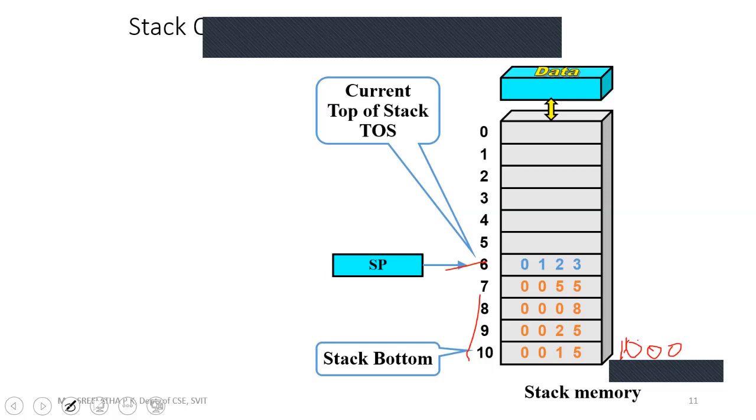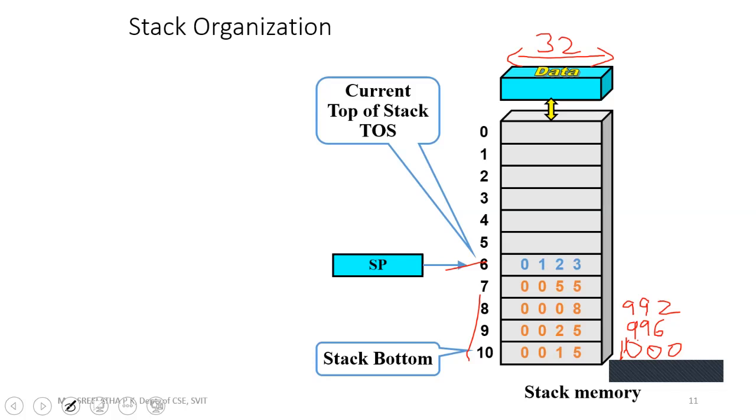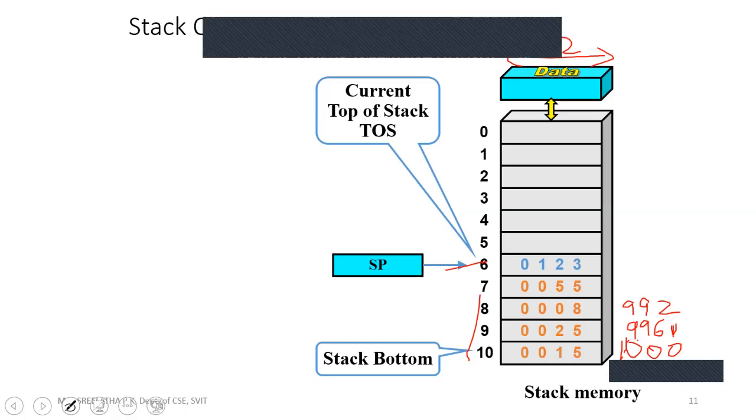Suppose this is 1000, this is 996, and so on, 992, and so on. As I told earlier, I'm considering this as a 32-bit machine. When it is a 32-bit machine, it is in the multiples of 4, and hence the address differs by 4 bytes. So this is the LIFO structure, last in, first out.